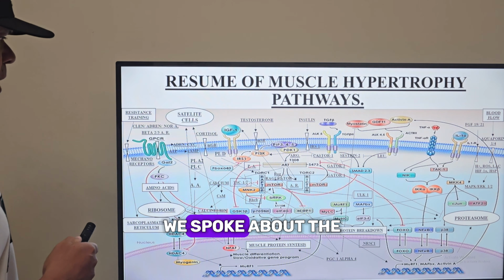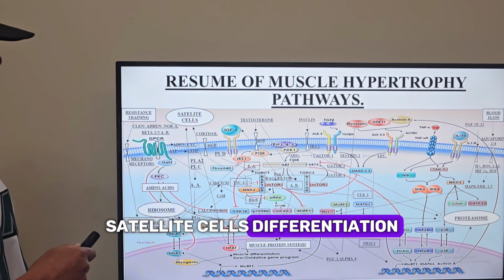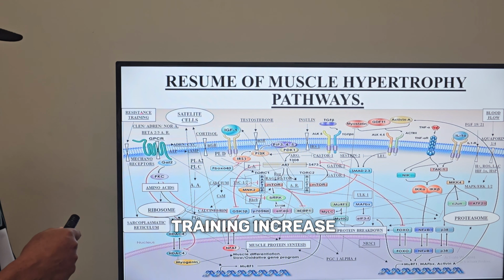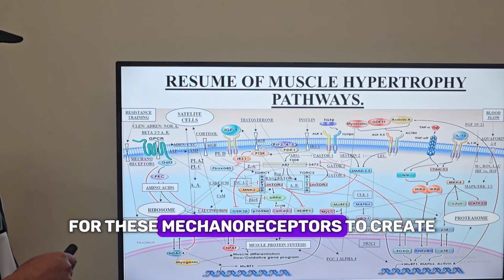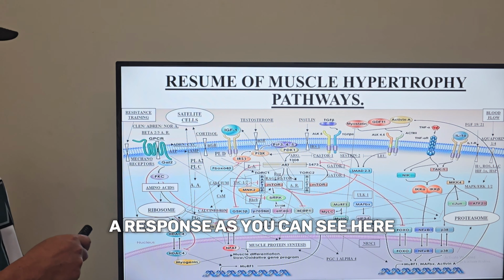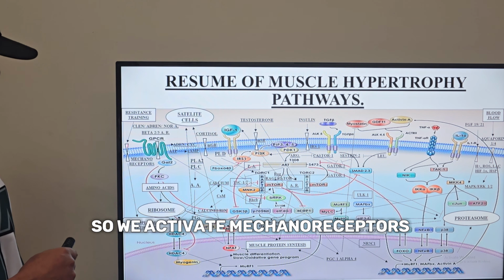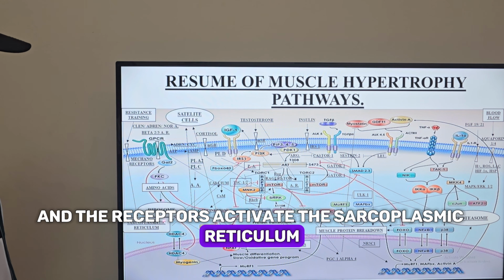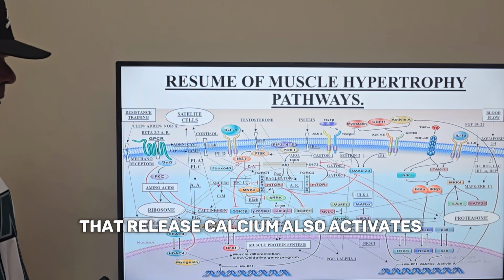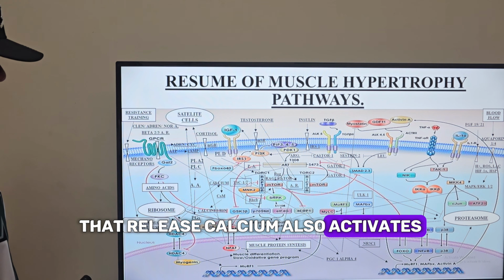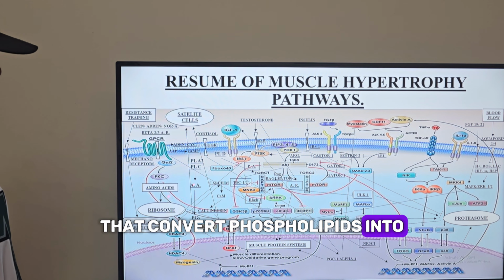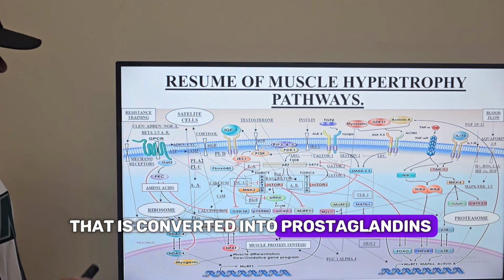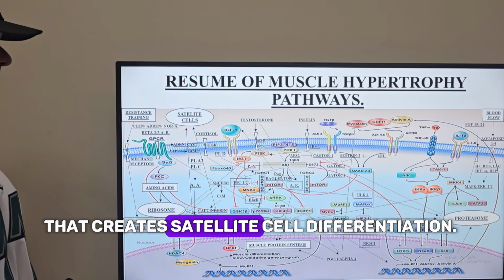Yesterday we spoke about satellite cell differentiation. So how can resistance training stimulate the mechanoreceptors, for these mechanoreceptors to create a response, as you can see here. We activate mechanoreceptors. Receptors activate the sarcoplasmic reticulum that increases calcium, and also activates phospholipase A2, phospholipase C, that is converted to arachidonic acid, that is converted to prostaglandins, that creates satellite cell differentiation.